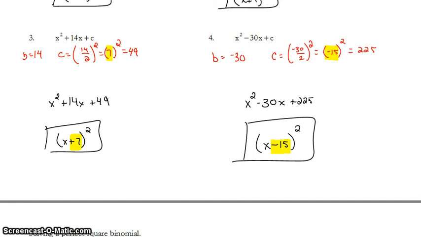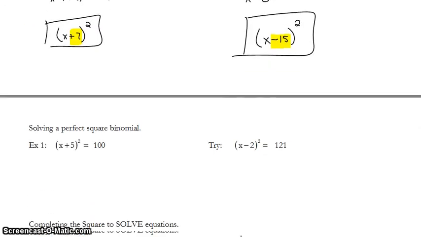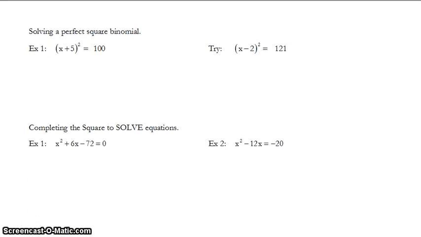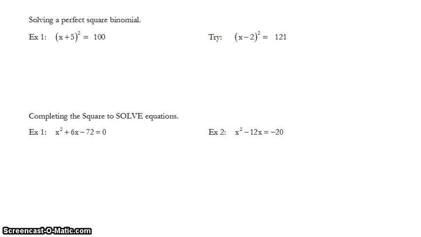At this point, I'm going to do a second video to work with these examples and practice problems on solving using completing the square. So you can go ahead and stop this video, watch our second video in this section, and then you can try your practice problems.